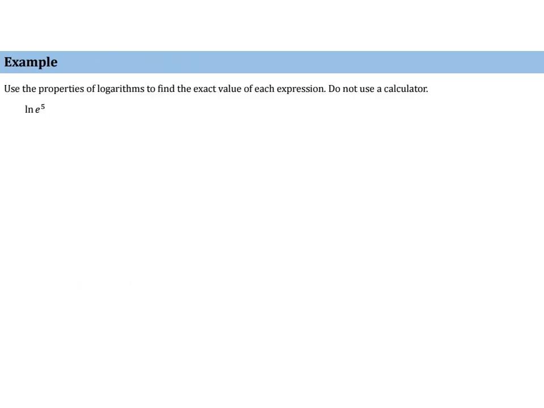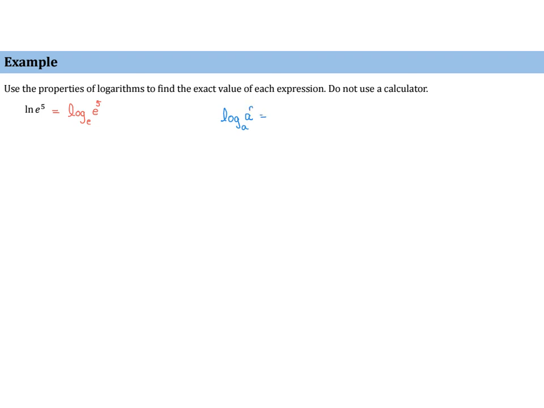So let's use these properties to help us out. To help us out in this, let's remember what ln means. We have log base e of e to the 5, e to the 5th. Now, notice the base of our logarithm and the argument have the same base. So we have something that looks like this.